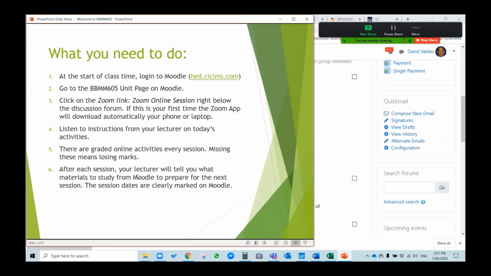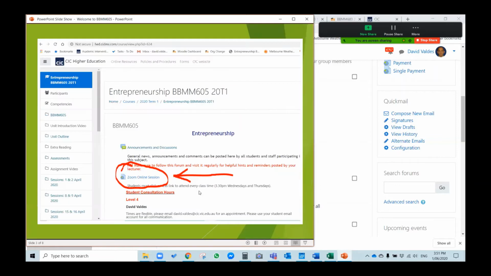And after each session, your lecturer will tell you what materials to study from Moodle to prepare for the next session. So session dates are clearly marked on Moodle. So that's our Zoom link, which I'm sure you have found.